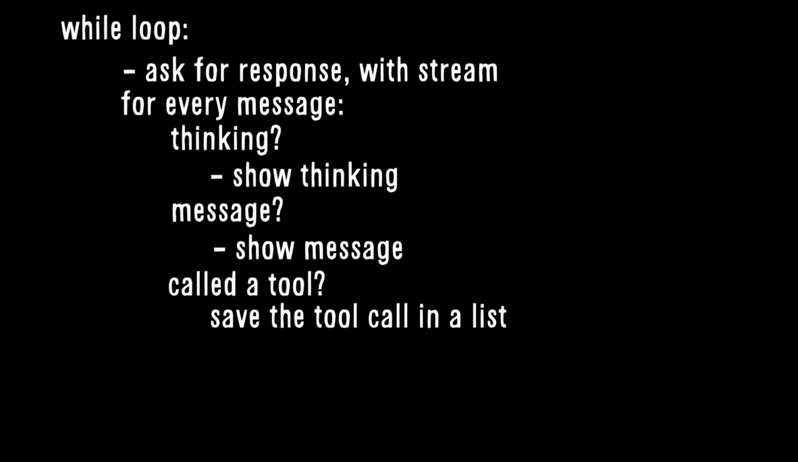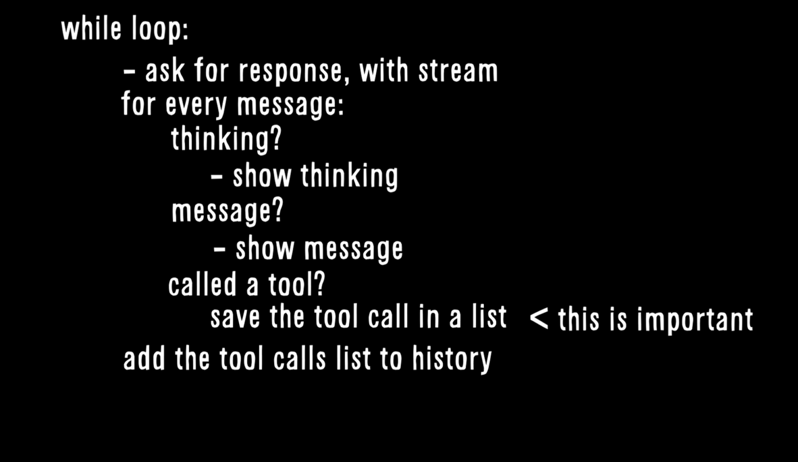If the model is currently thinking, you print the thinking. If the model is giving you actual content, then you print the actual message. If during the process the model calls any tools, we save those tool calls in a list, which is quite important. Once the model is done with the inner loop, you simply add the tool calls list to the model's history. After that, if the tool list has anything inside it, we call those tools. If there's nothing in the list, we simply break out of the loop.